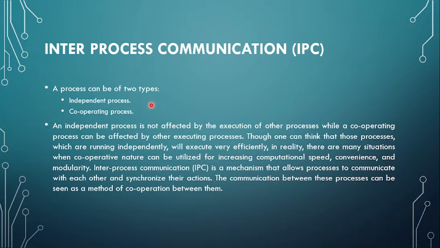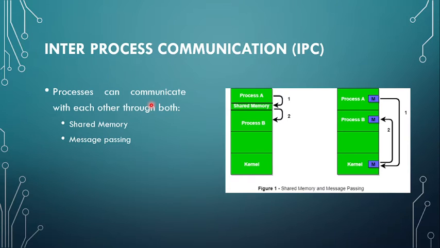Here we will discuss how these processes communicate with each other. Processes communicate through shared memory and message passing. In shared memory, a part of primary memory is shared among more than one process. Those processes which have access to that shared memory can access it, and by using this method, both processes can communicate with each other.